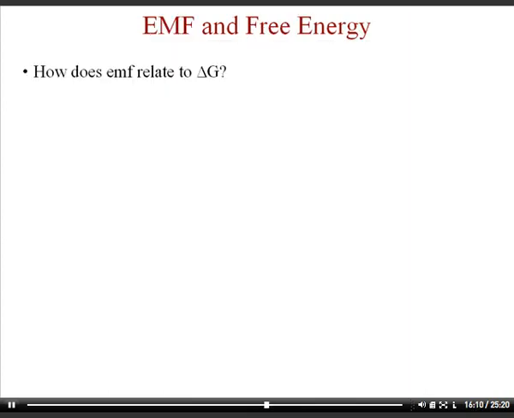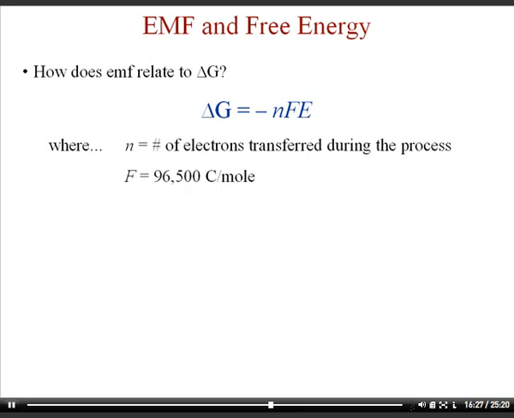Now we're going to use this concept of EMF, which is the E naught of a cell, to calculate free energy, which we had in our previous chapter. So how does EMF relate to delta G? Well, here's the formula. Delta G equals negative nFE. If these are at standard conditions, you're going to have a very similar formula except with a little naught value, so it's delta G naught and E naught.